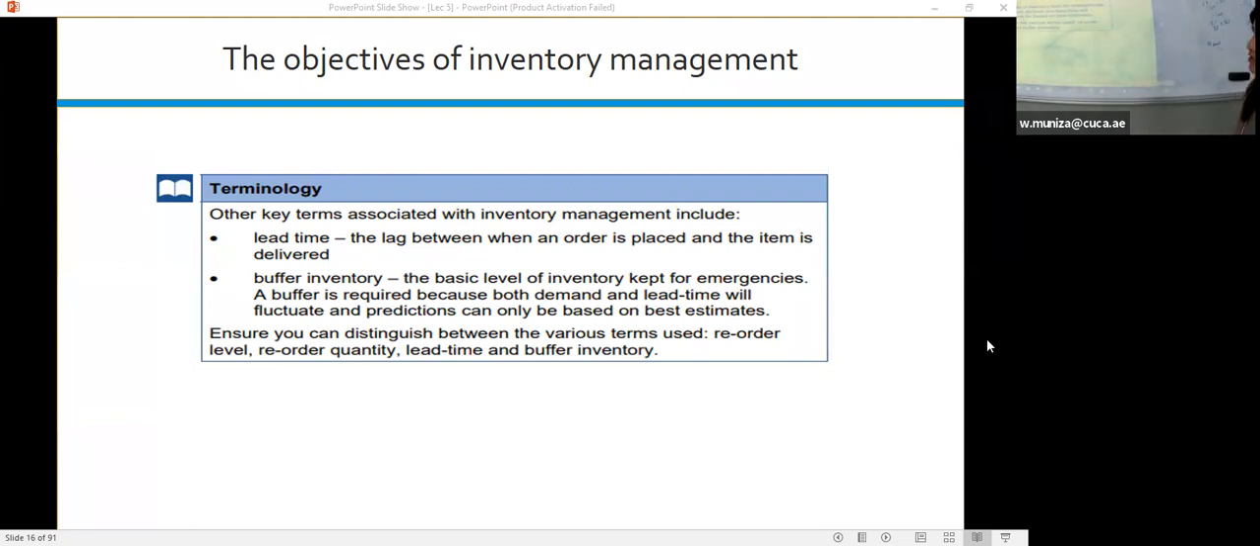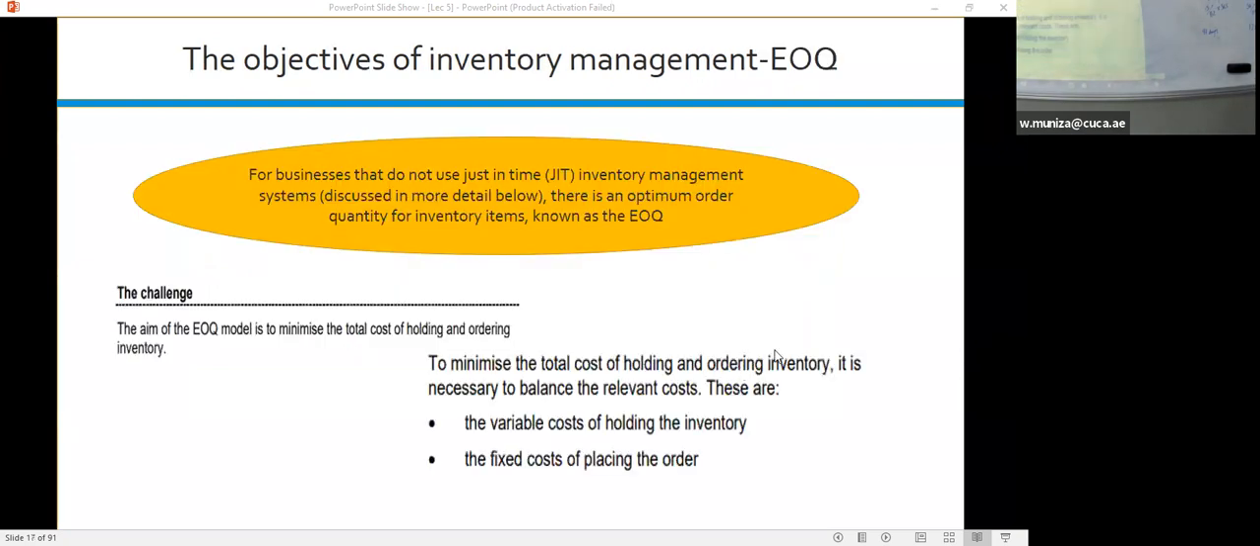Okay, what are the terminologies? Lead time. What is the lead time? It is the time which your supplier takes to deliver the inventory to your warehouse. Then buffer inventory. What is the buffer inventory? It is the inventory which you have in your premises, in your warehouse, in the time of need. So lead time is the lag between when an order is placed and the item is delivered. Buffer inventory is the basic level of inventory kept for emergencies. I hope that you are clear about it.